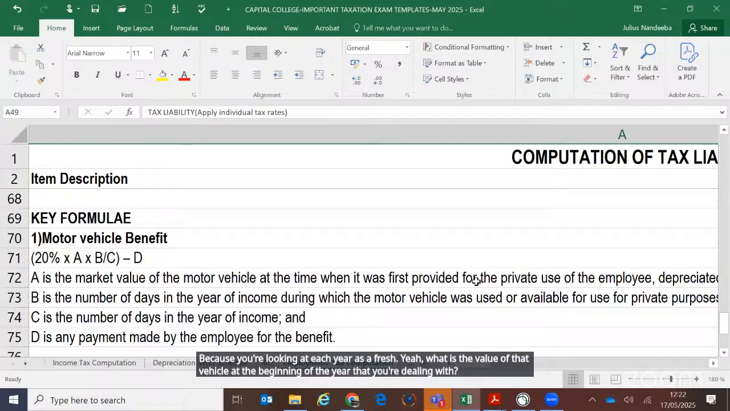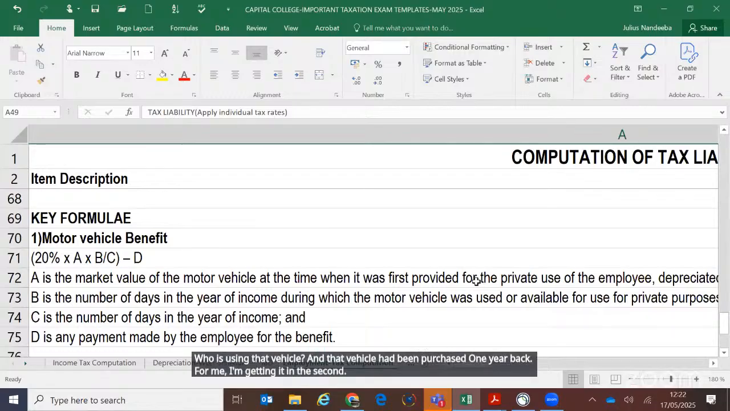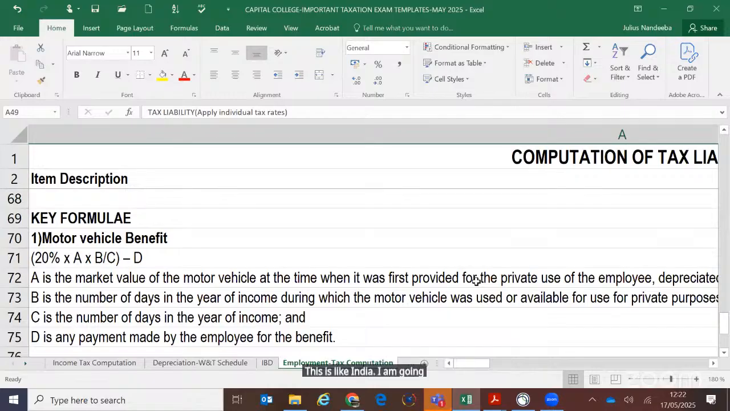So an example, I am an employee who has been given a motor vehicle, and they have just bought this motor vehicle at 200 million. The value of A would be 200 million. Another example, I'm an employee, but by the time I come, there was another MD who was using that vehicle, and that vehicle had been purchased 1 year back. For me, I'm getting it in the second year. I am going to depreciate that vehicle for one year.